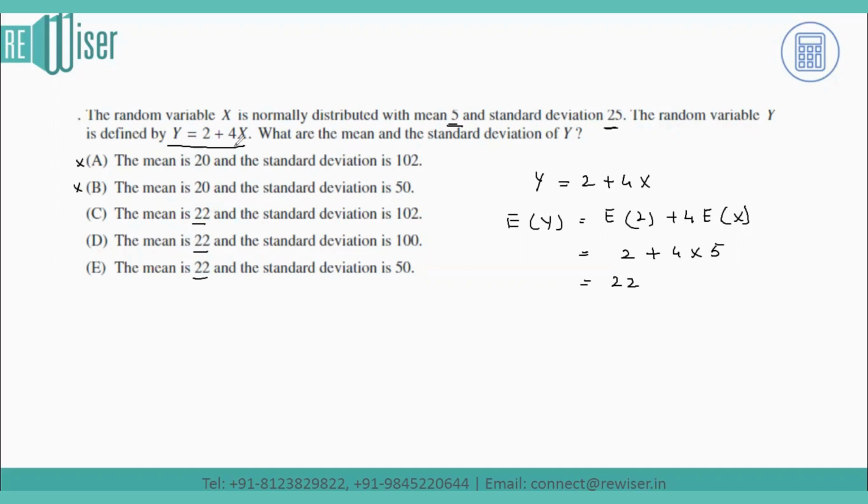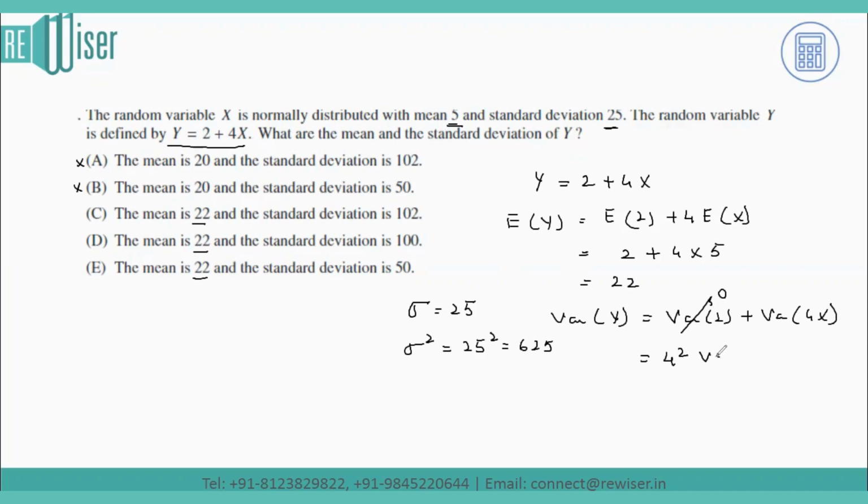Now, moving on to calculate the standard deviation, they have given that the value of sigma is 25. So we'll first calculate the variance, which is sigma squared, which is 25 squared, equal to 625. To calculate the standard deviation for y, we first need to calculate the variance of y. Variance of y becomes variance of 2, which is a constant number, plus variance of 4x. Now, variance of 2 being a constant is 0. So the variance of y becomes 4 squared times the variance of x.